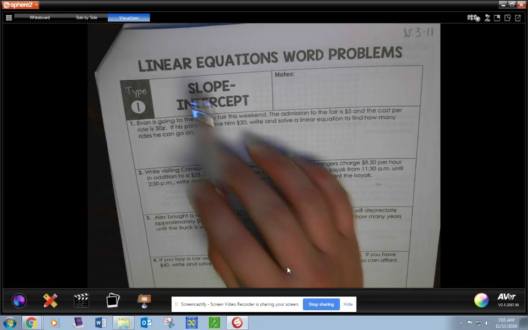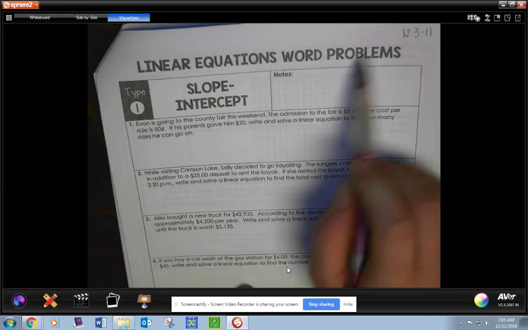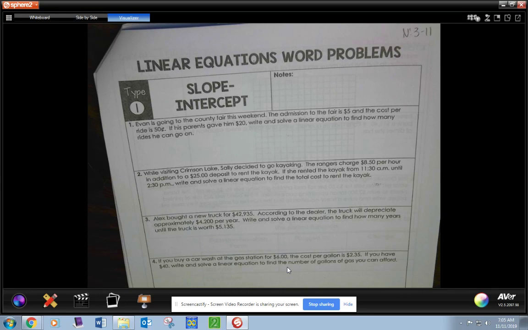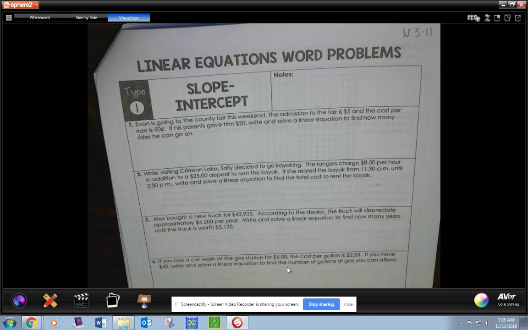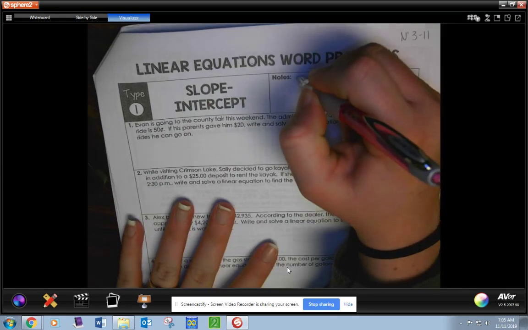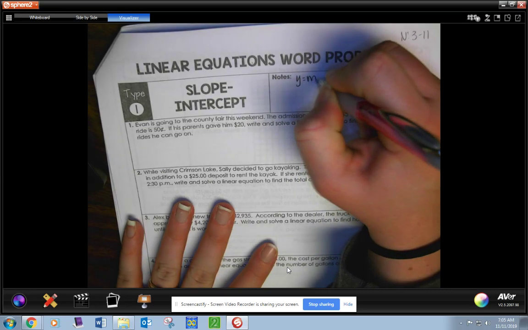All right, if you will flip on over to linear equations word problems 311, we're going to break this into 2 days, or I am for my classes. So we're going to talk about type 1 equations, which are slope-intercept form. Now, the notes that you need to know, slope-intercept form is y equals mx plus b.